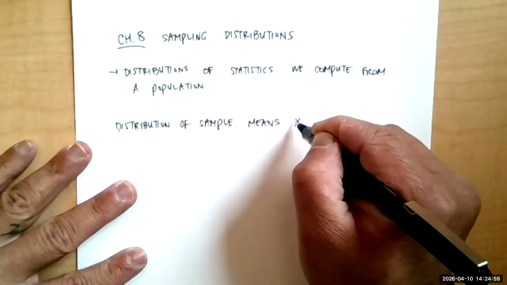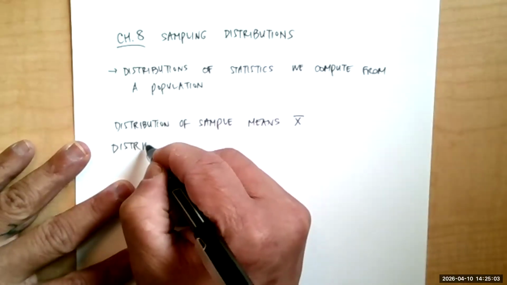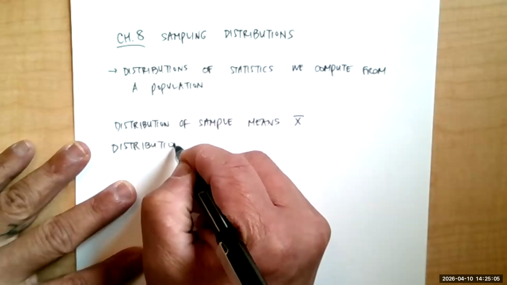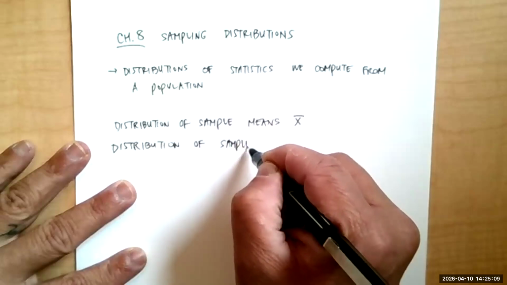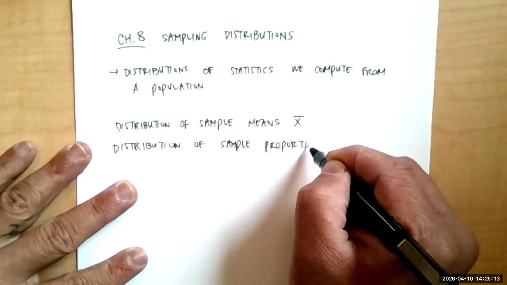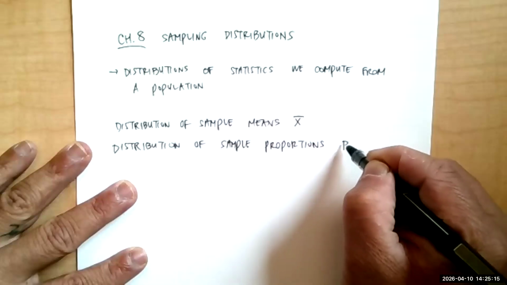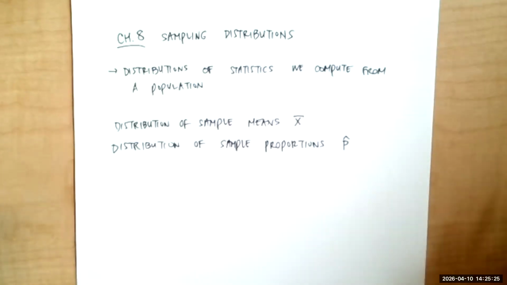Those values X bar, and we'll look at the distribution of sample proportions, these P hat values. So the proportion, like that percentage of a sample or a population, that have a particular characteristic, and so on.